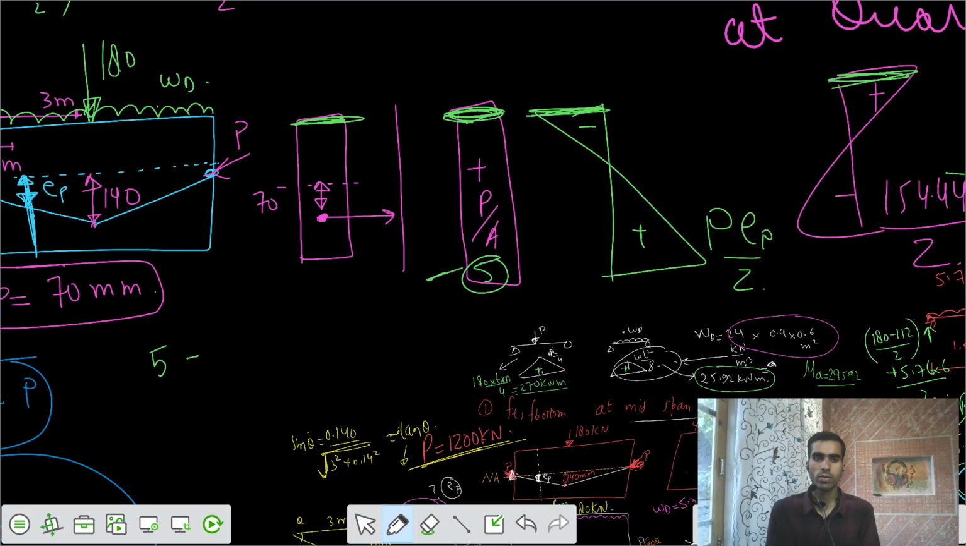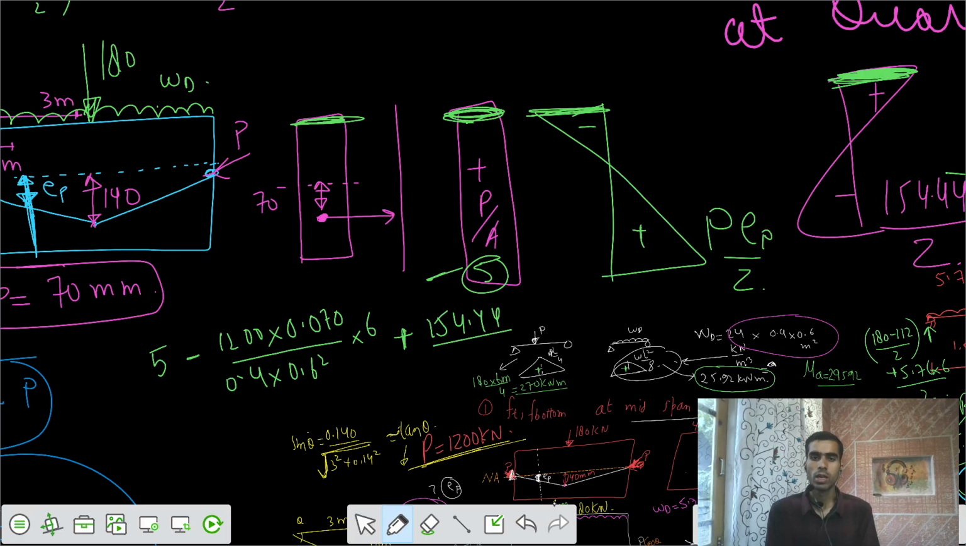After that, we have a negative value of P e by Z. That P was given to you as 1200 kilonewton, and the e value is 0.070, divided by Z, which is b d square by 6. So one more moment is there, that's M by Z, and that's having a negative value at the, yeah, we're calculating for the top, so it's having a positive value here. 154.44 divided by section modulus, b d square by 6.